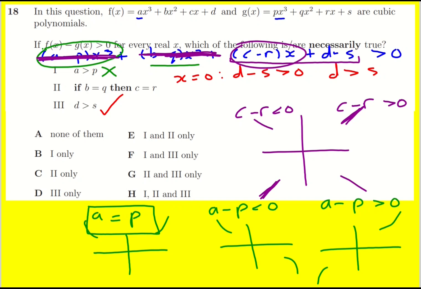And then if c minus r is less than 0, it would look like this. So along the same lines of reasoning as before, yes, it must be if b is equal to q that c is equal to r, because that will cancel it out and then we'll definitely get something that's positive. Otherwise, at some point you are going to cross the axis and it will become negative. So that one is true. Our answer is therefore G.